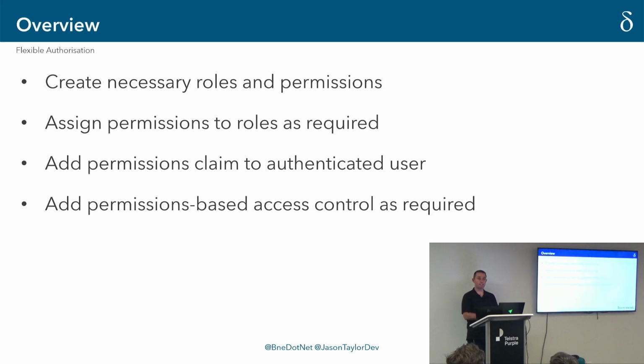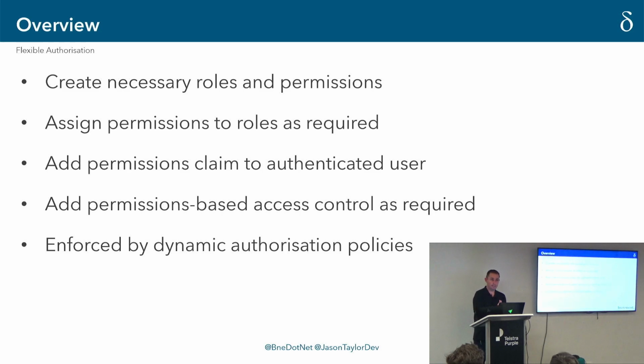We add permissions-based access control as required, using authorize attributes, using the authorization service, which we haven't looked at, perhaps using some of those flexible authorization components that you saw, anything that you like. And that then gets enforced by dynamic authorization policies. So whenever you see one of these permissions-based access control checks, what the ASP.NET Core engine is actually doing is creating a policy to support those requirements. And that's how I've extended ASP.NET Core authorization: dynamic policies.